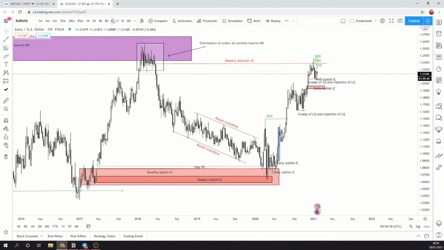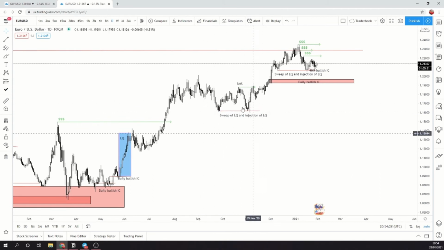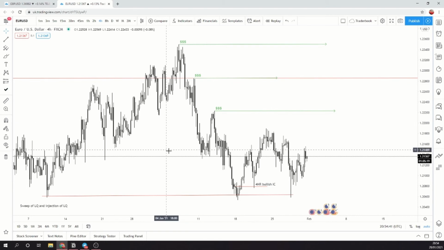Now looking at the daily, we can understand they've been taking out a lot of highs, they took out this low, swept the liquidity, and they injected more liquidity in the market. Then this is where you can jump to the 4 hour, and you can start basing your trades on the 4 hour, and you can base it off a lot more.